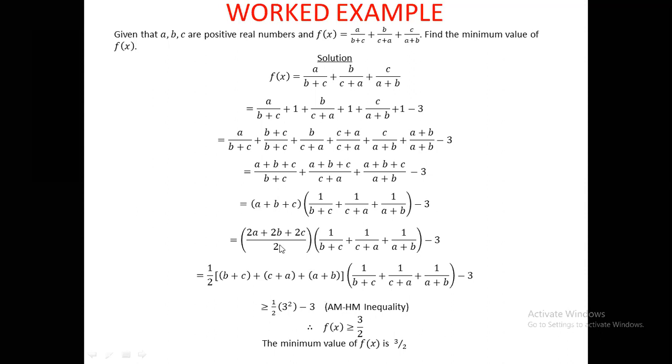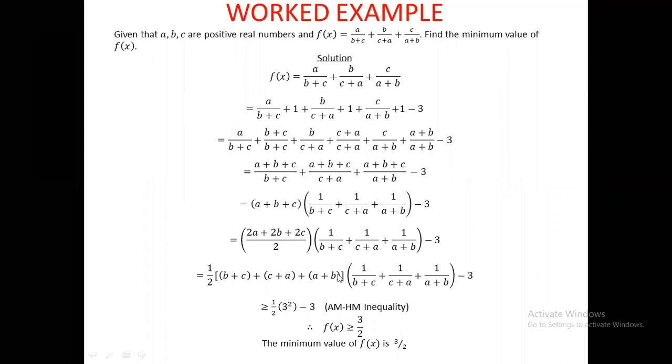So we factor out half, and we now express 2A plus 2B plus 2C in the form such that we can clearly see our AM-HM inequality, which was what we imagined at this point. So we see that 2A plus 2B plus 2C is the same thing as B plus C plus C plus A plus A plus B. If you simplify this, you're going to have 2A plus 2B plus 2C. Now, this form clearly shows a scenario of AM-HM inequality.